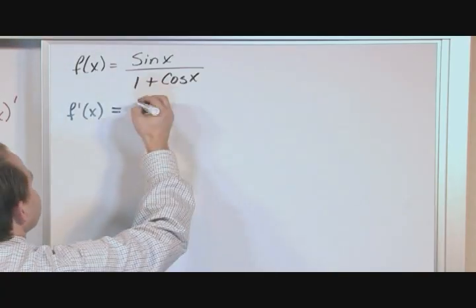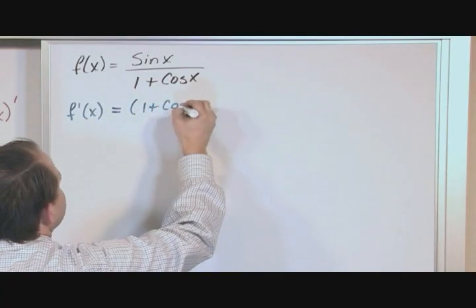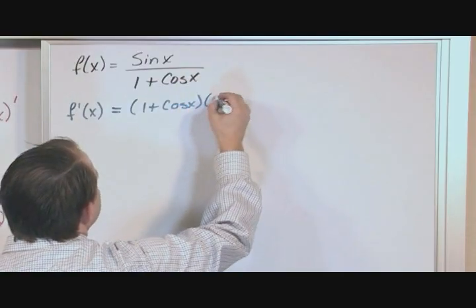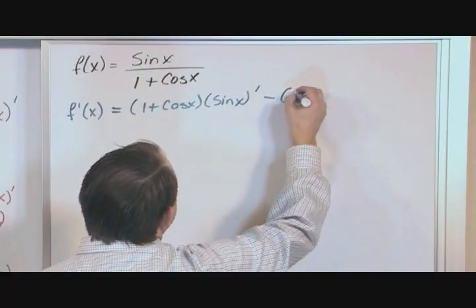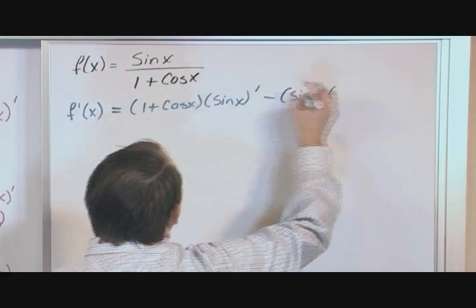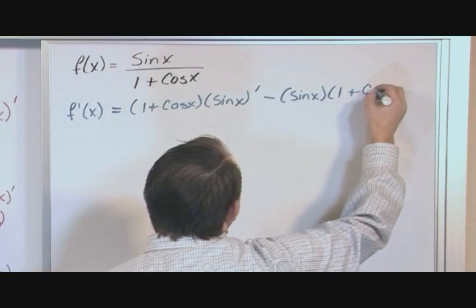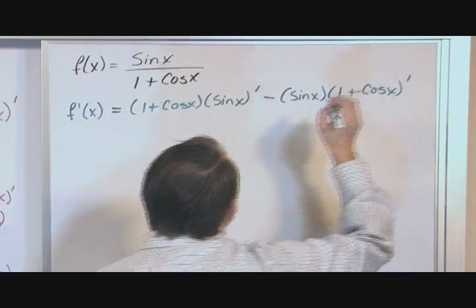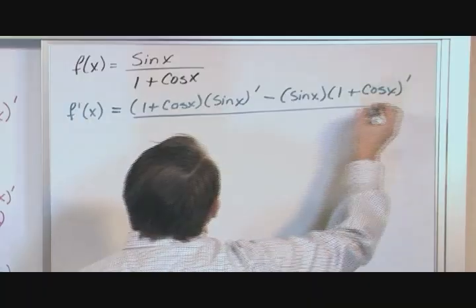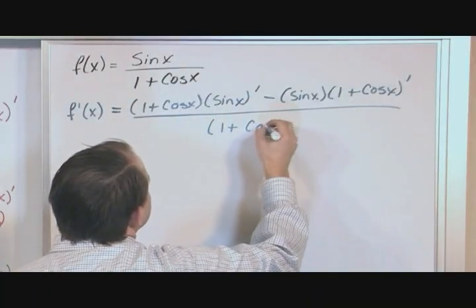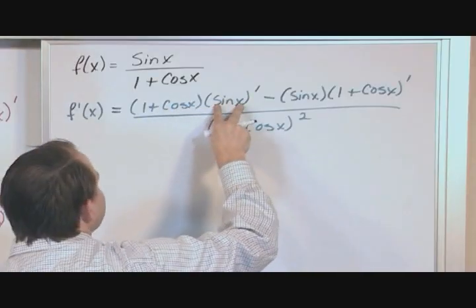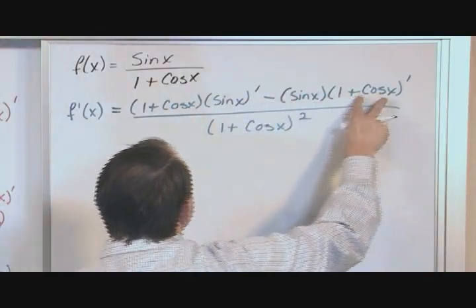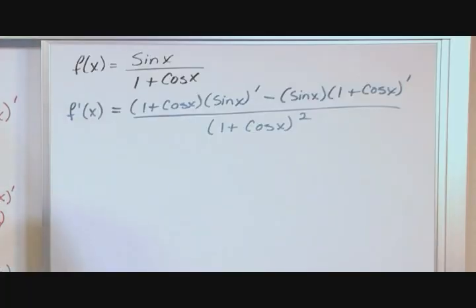So it would be bottom, 1 plus cosine of x, times the derivative of the top, sine of x derivative, minus the top, which is the sine of x, times the derivative of the bottom, 1 plus cosine of x, derivative marked there, over bottom squared. So it would be 1 plus cosine of x squared. Make sure you understand: bottom times derivative of the top minus the top times the derivative of the bottom, over the bottom squared. Okay, so let's go and take these derivatives.